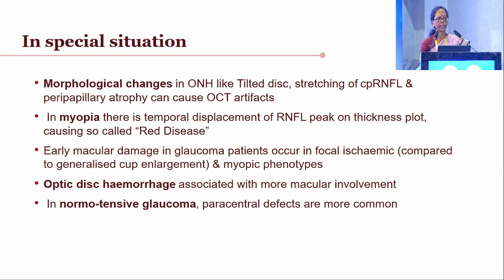And in myopia, there is stretching of the retinal nerve fiber layer, and there is temporal displacement of the retinal nerve fiber layer peak, which will cause artificial thinning of that area, and that will cause red disease, which can be avoided if we do the retinal ganglion cell analysis, particularly in myopic patients. And optic disc hemorrhage is always associated with more macular involvement. And in normotension glaucoma, paracentral defects are more common. So in those patients also, it is very helpful to examine the macula by ganglion cell analysis.